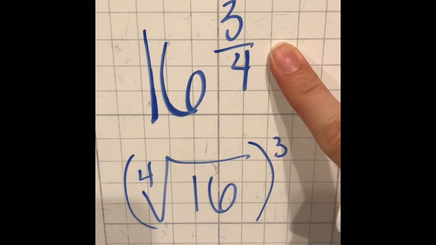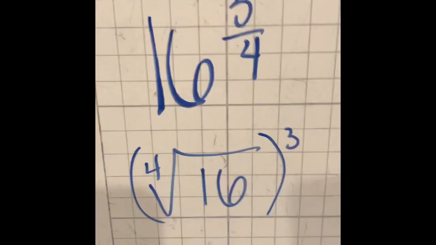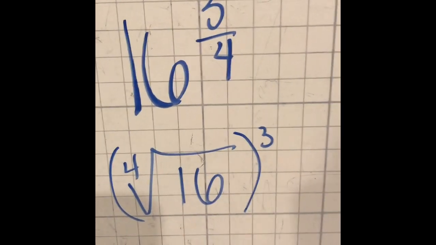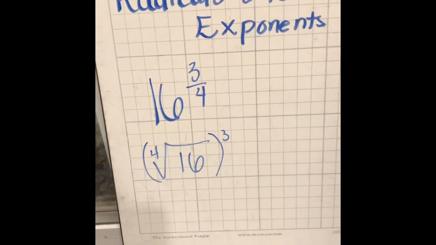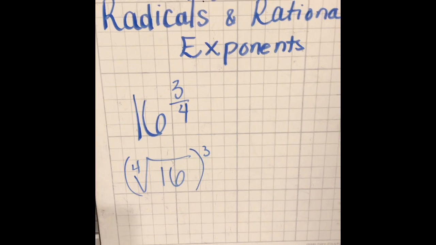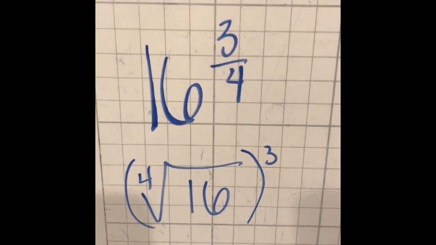This one's in rational exponent form because it has an exponent. This one's considered radical form because it has the radical sign in it. So it's kind of where our title comes from. We're working with radicals and rational exponents. We have, again, rational exponent form, radical form.